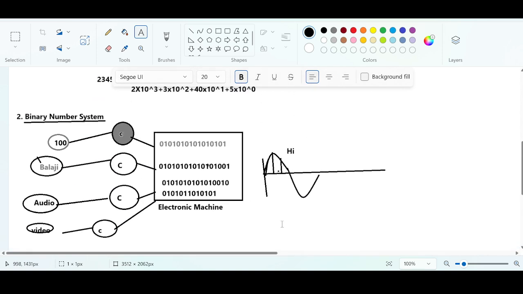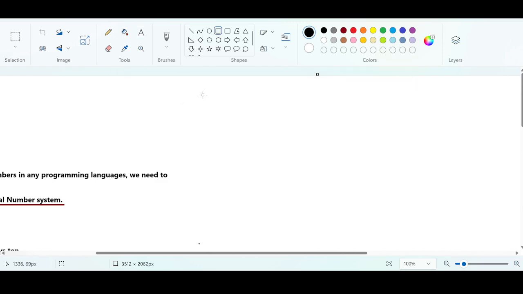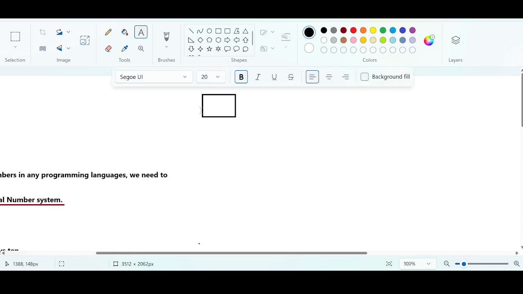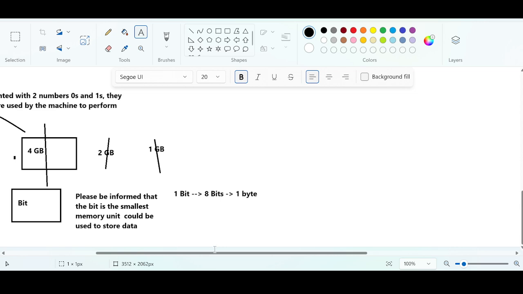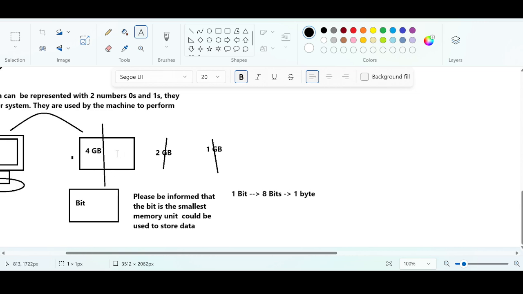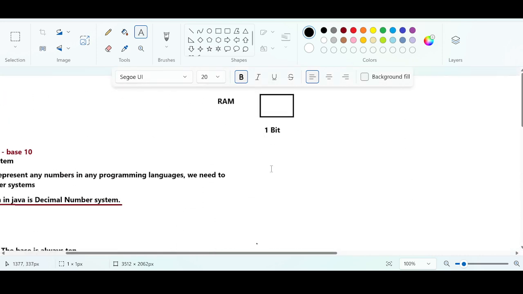Having said this, now see guys, I say now I have bought a system. This is my RAM. Now I am saying my RAM capacity is just 1 bit. Previously I was saying that my RAM capacity was 4 GB. Now I am saying that I have bought a system whose RAM capacity is just 1 bit. If you have 1 bit, what kind of data can you store?